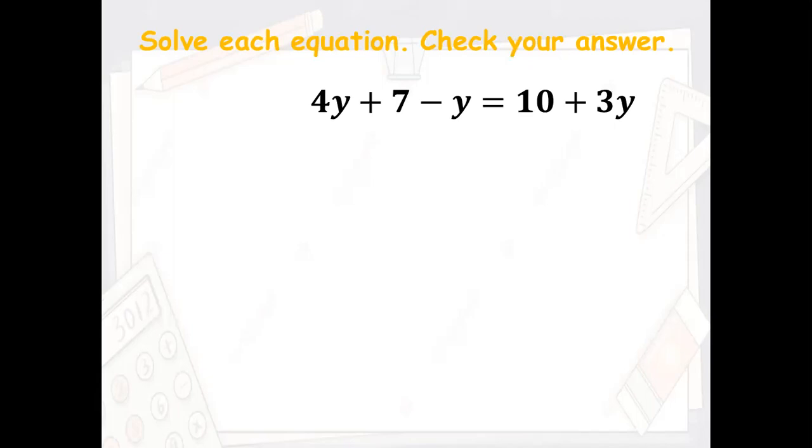4y plus 7 minus y equals 10 plus 3y. As you can see, on this side of the equation we have three terms, which means we can solve and make it a smaller one, right? So I have 4y, 7 and y. Can I solve 4y plus 7? Of course not. How can I add a variable with a number? But I have 4y minus y.